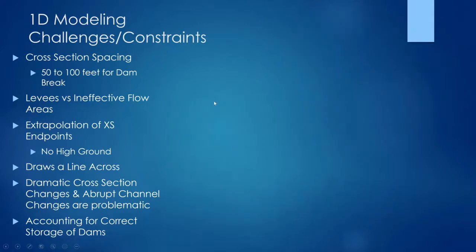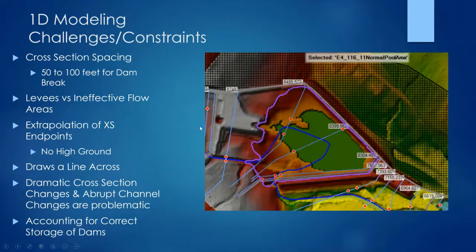The other issue with 1D is making sure you're accounting for correct storage of dams. So making sure that you look at the volume that HEC-RAS is counting and make sure that that's what the actual storage is for your dam or reservoir.